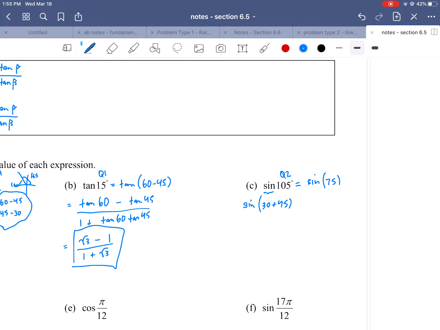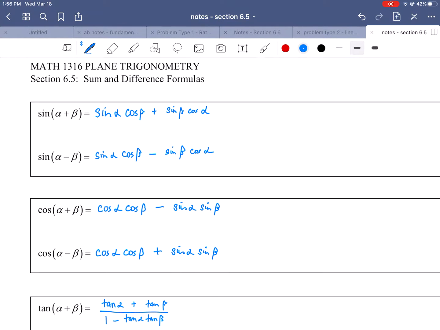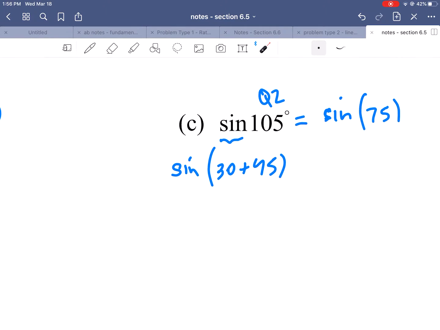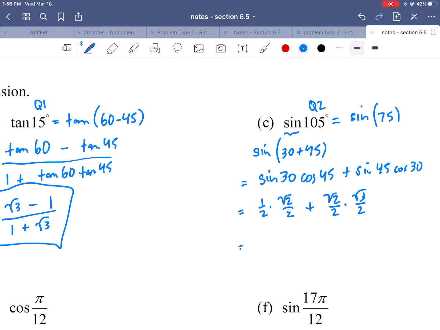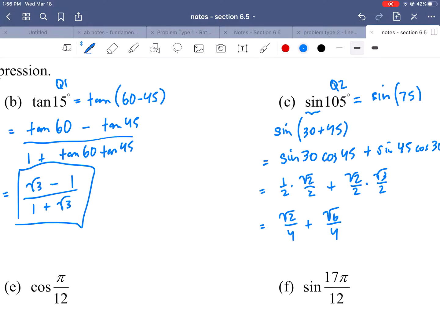And so we're going to be using our sine of a sum formula, which is this very first one back up here, sine of A plus B, in order to do example C. And so here's what we've got. Sine of 30 plus 45 is equal to sine of the first angle times cosine of the second angle plus the sine of the second angle, which is 45, times the cosine of the first angle, which is 30. Okay, so sine of 30 is 1/2. Cosine of 45 is square root of 2 over 2. Sine of 45 is also square root of 2 over 2, and cosine of 30 is square root of 3 over 2, and so this ends up as square root of 2 over 4 plus the square root of 6 over 4. All right, so that's it for degrees.